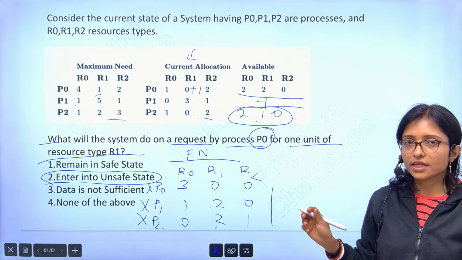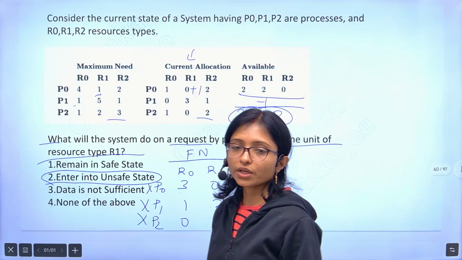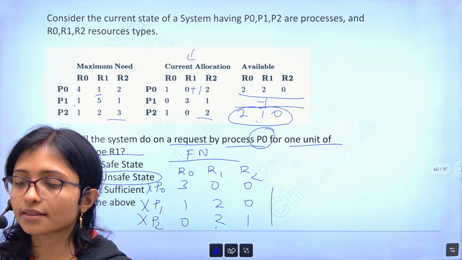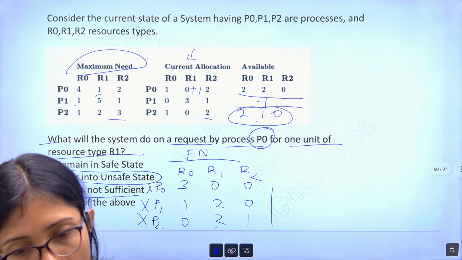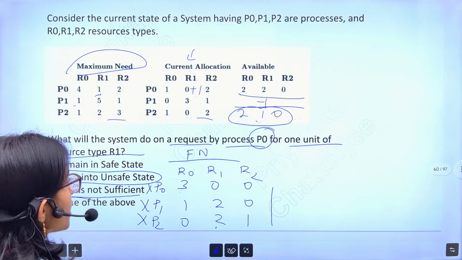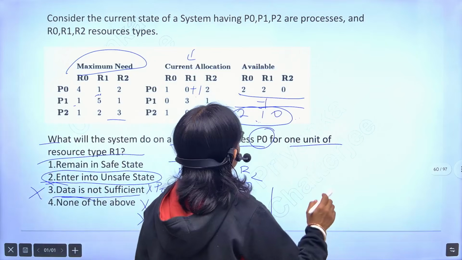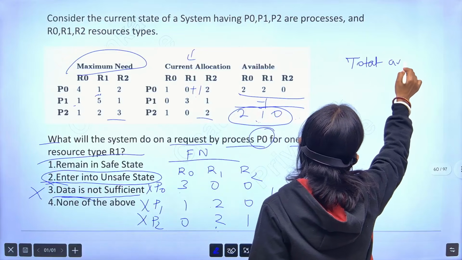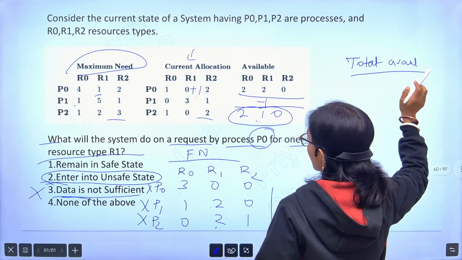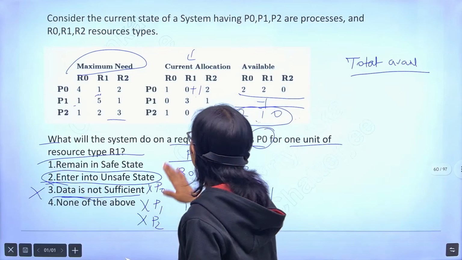I hope everything is clear to you. Now no doubt about Banker's algorithm. How to do safe state, when it is unsafe state. Sometimes in some of the questions, they are giving the total available resource. Total available resource means what we have to do at that time?